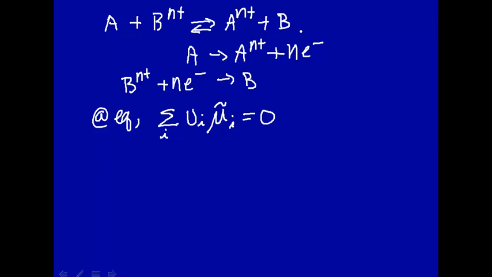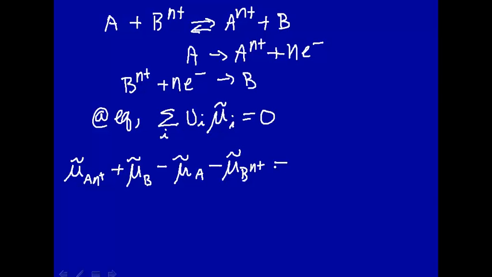Let's do the products first. All stoichiometric coefficients are 1 here, and the sign is positive for products and negative for reactants. This means the electrochemical potential of Aⁿ⁺ plus the electrochemical potential of B, minus the electrochemical potential of A, minus the electrochemical potential of Bⁿ⁺. You add all those things up, and they have to equal 0 at equilibrium.